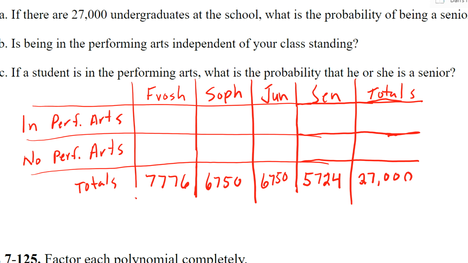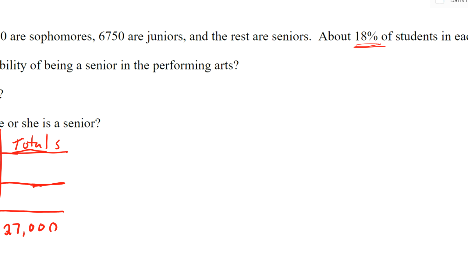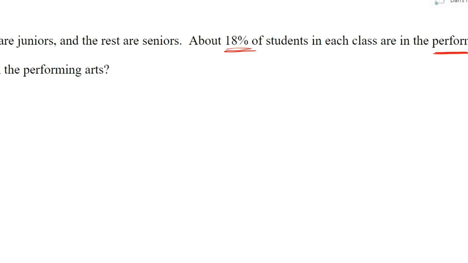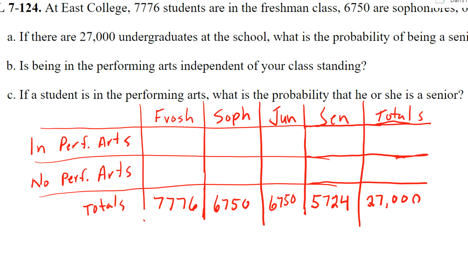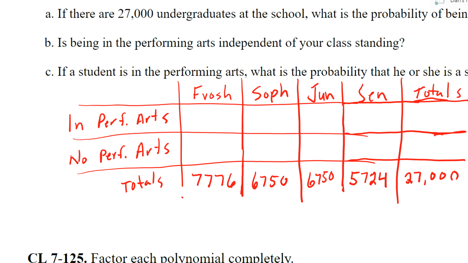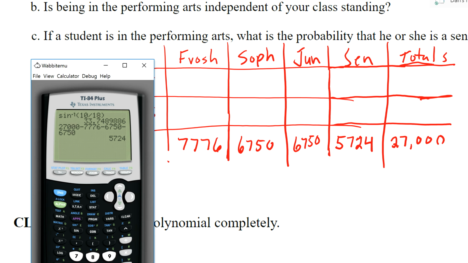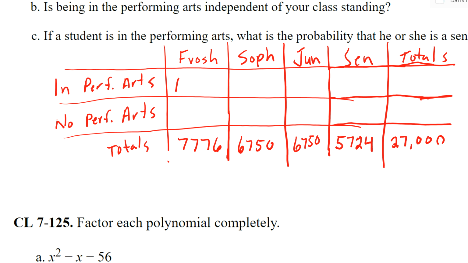Okay, now it says, where does it say? 18% of students in each class are in the performing arts. So I could just do 18% of each class. What I would do here is take 0.18 times 7776. I'll round that up to 1,400 freshmen in performing arts.